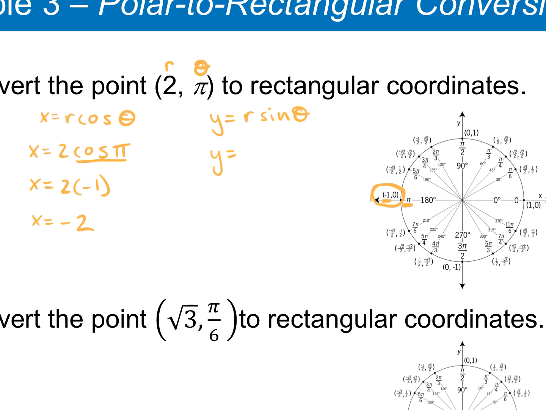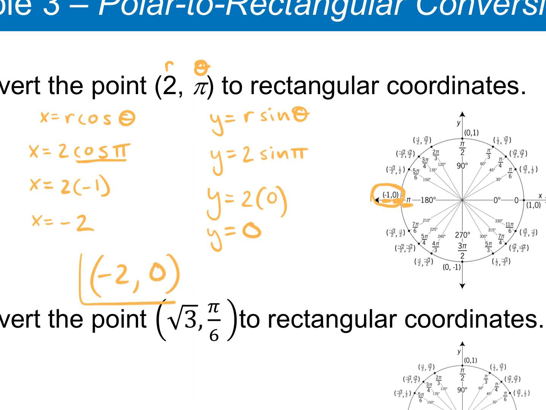Then to find our y, we have y is equal to r times sine of theta. So y is equal to 2 times sine of pi. So we go to pi again. Sine tells us we look at the x or the y? The y. So our y is 0 here. So y is equal to 2 times 0. What's 2 times 0? 0. So our y would be 0. So our rectangular coordinate, remember we have to write it as a coordinate, would be -2, 0.